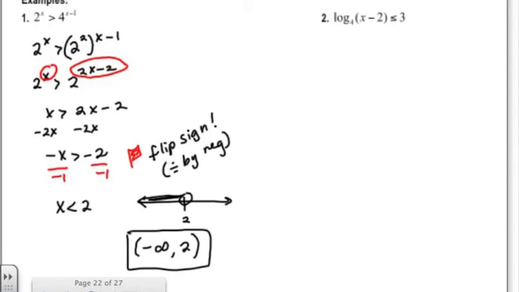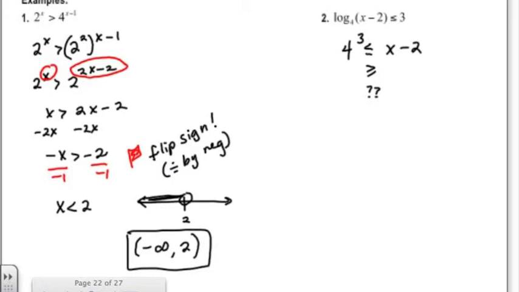Okay. Next one isn't so easy. So when I see that log base 4 of x minus 2 is less than or equal to 3, I know I can change it to exponential form. So I can have 4 to the 3, and then I have x minus 2 on the other side, right? 4 to the third power equals x minus 2. But how do you know where the sign goes? Is it going to be this way, or is it going to be this way? We have no idea.